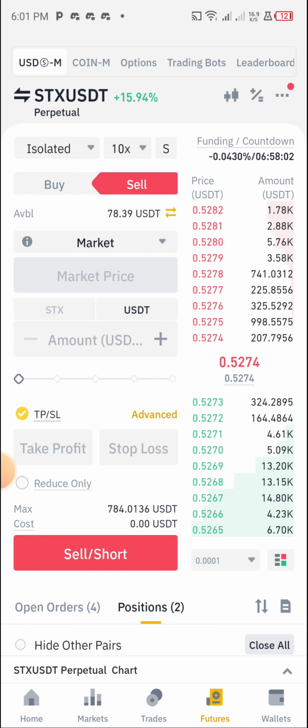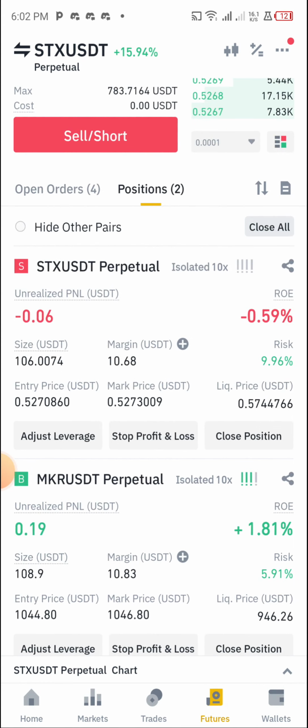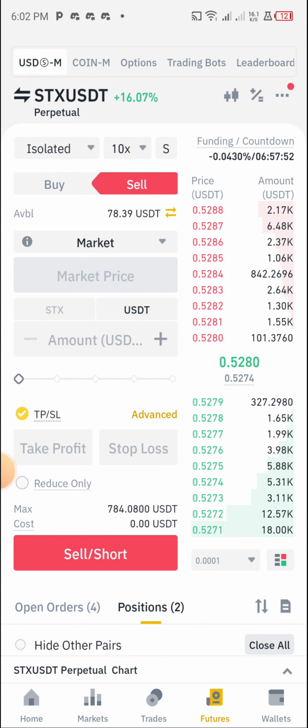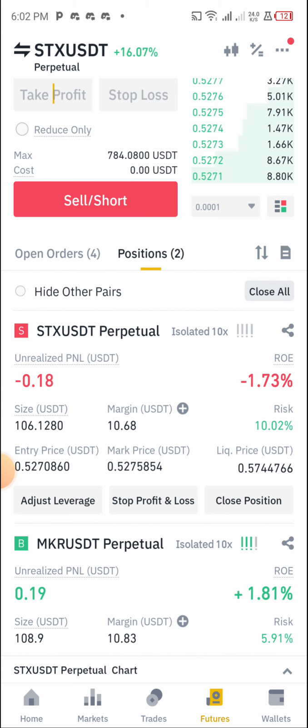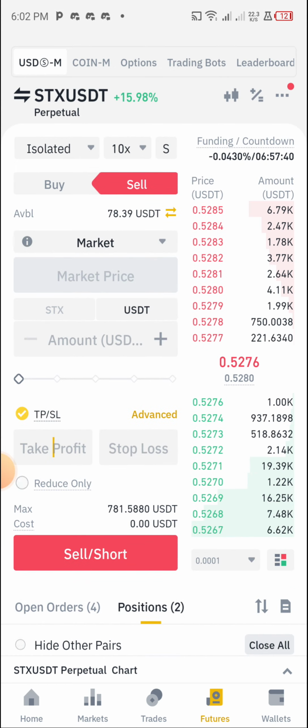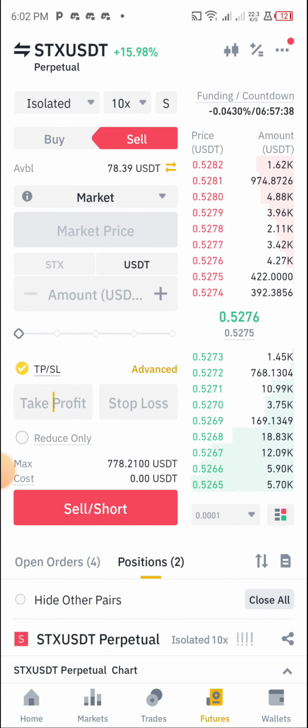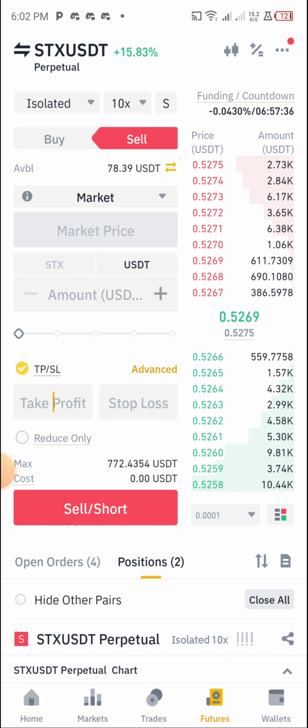Now you know where to put your take profit, you know where to put your stop loss. Your take profit is the price the asset will go to, and Binance will close that trade in your favor. Stop loss is the price the asset will go to, and Binance will stop that trade from you losing further. So basically this is just how these things work and how you as well can benefit from this amazing platform.